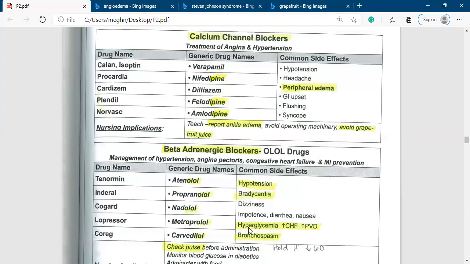So they cause bronchospasm. If an asthma patient has bronchospasm, asthma will increase. They cause hyperglycemia. So in a diabetic patient, they increase the blood sugar, right? And also they cause chronic heart failure and increase peripheral vascular disease. These are the beta blocker common side effects.